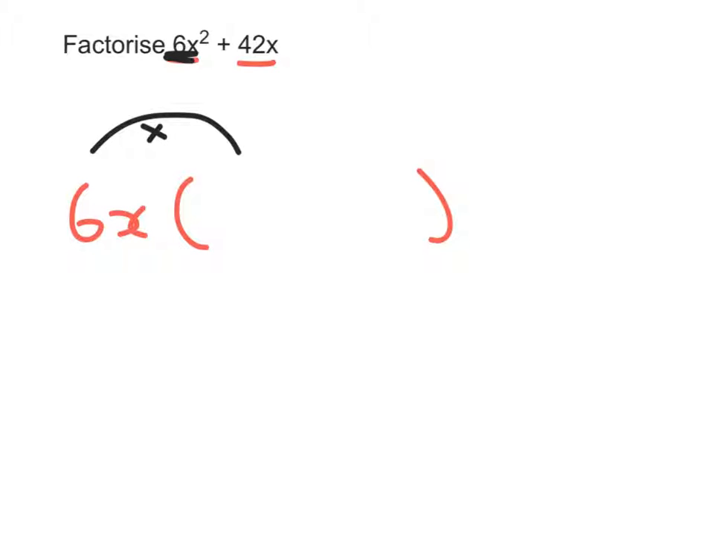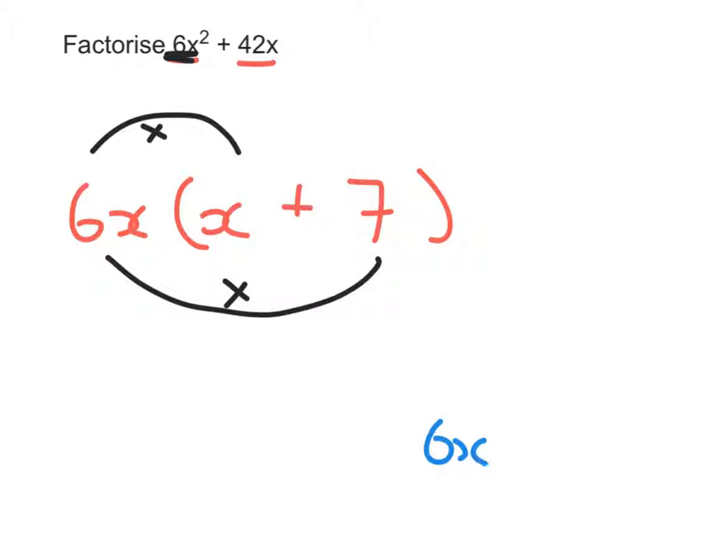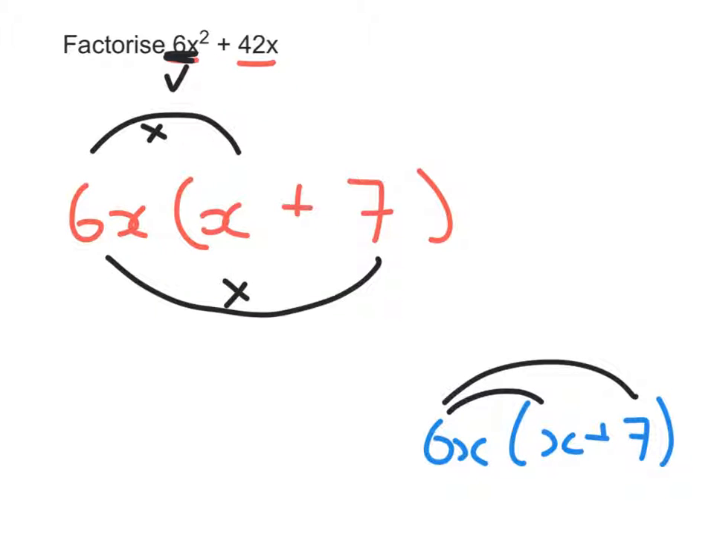Well, that is x. Alright, what do you times by 6x to get 42x? Well, 6 times 7, okay, is 42, and I've already got the x, so that's the answer. So the answer is 6x bracket x plus 7. Just double check in your head, what does that times that equal? 6x squared, correct. And what does that times that equal? 42x, correct.